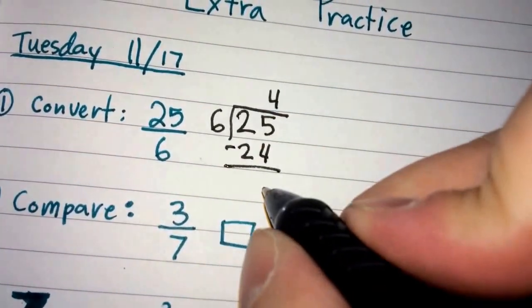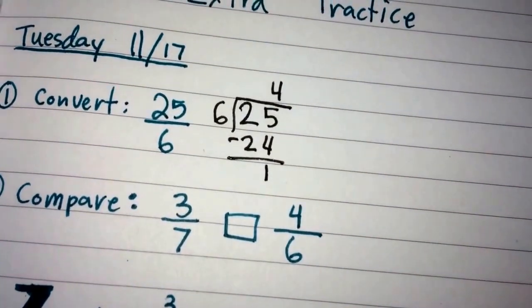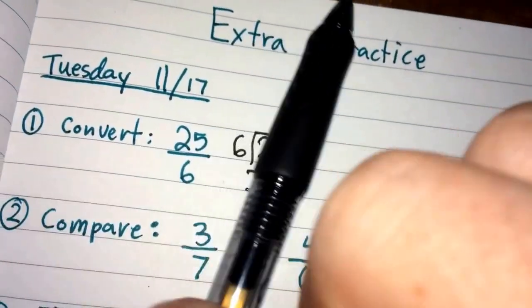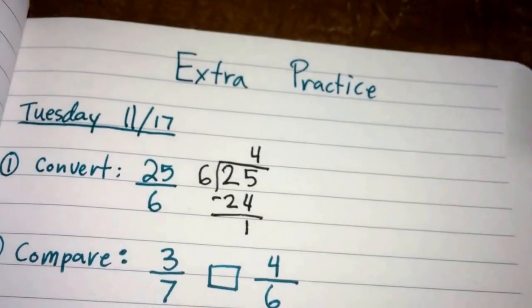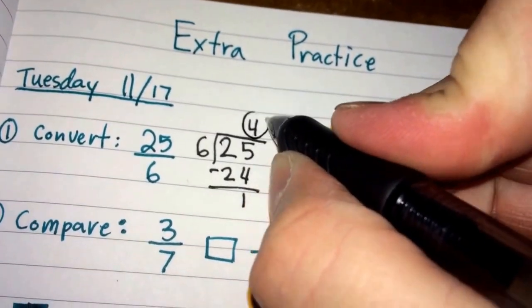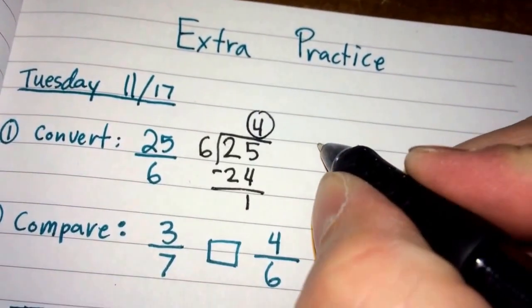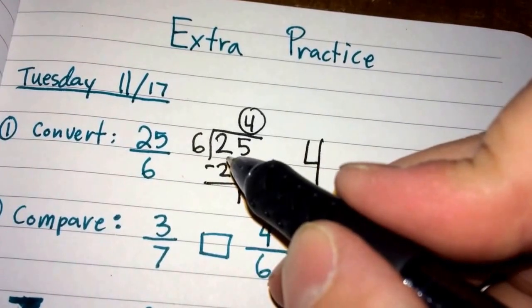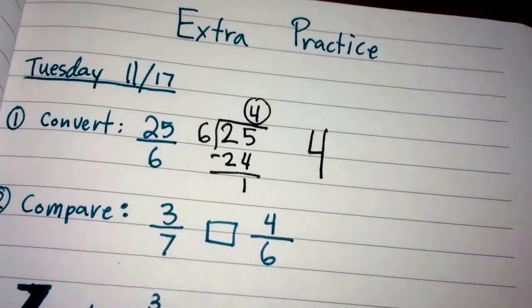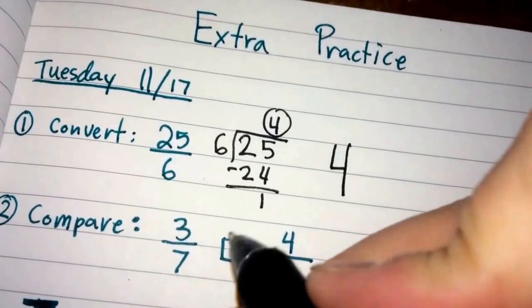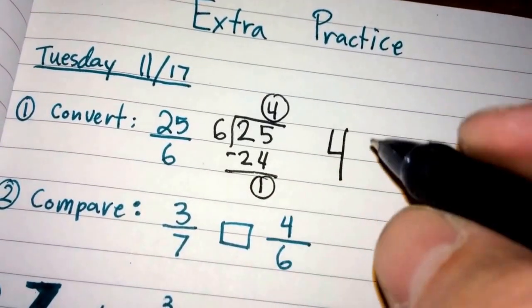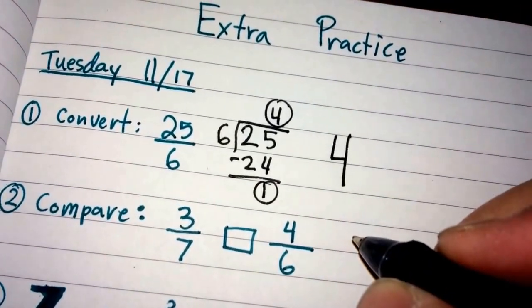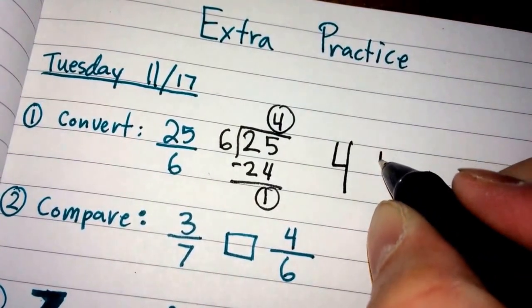25 minus 24 leaves me with 1. So I have all the pieces that I need. Please remember that the answer to your division problem always is going to become your whole number. Because 6 can go into 25 4 times, there are 4 wholes. And the remainder to your division problem, what's left over, is always going to become your numerator.